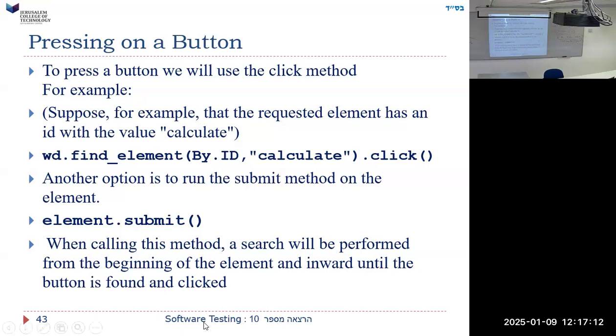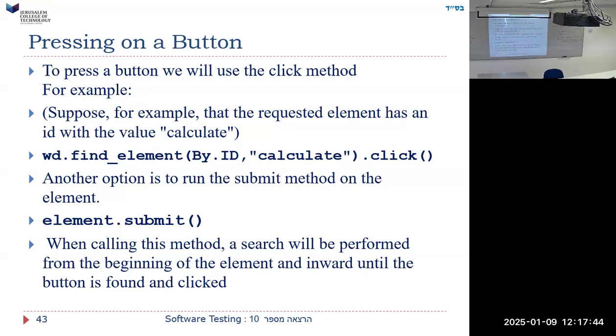And we went there and now we're on that page. Now we're saying find the element by ID. He didn't teach us how to use by ID, he taught us how to use XPath. But in the example here, you just write by ID and you write calculate. You understand? And then we write click on that. This is object oriented, so we can do dot click. Another option is to run the submit method on the element. We do element.submit. That would be click also.